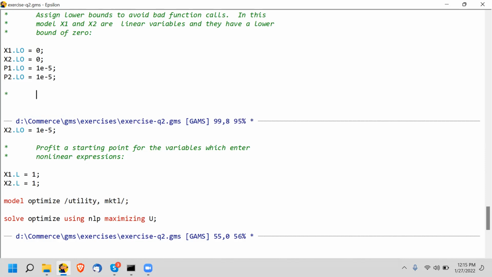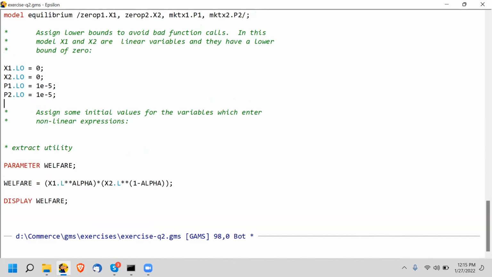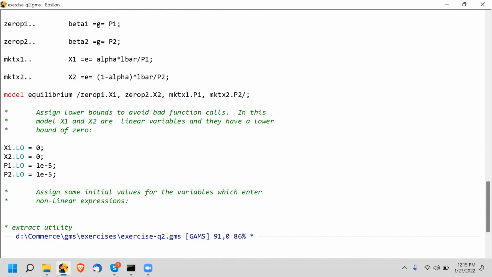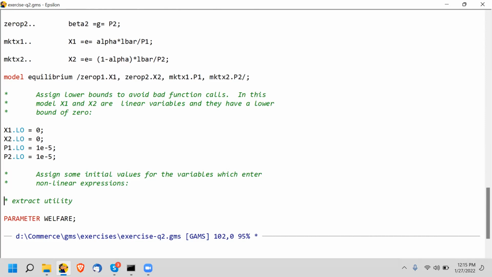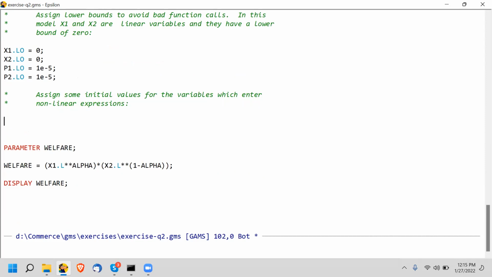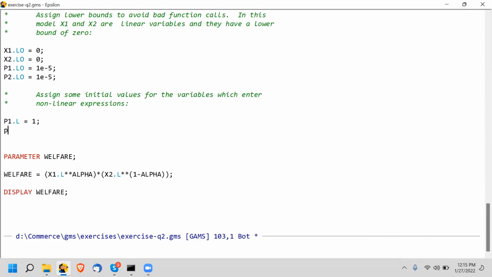And now assign initial values for the variables which enter nonlinear expressions. If I look at what's nonlinear, the first two equations are strictly linear, but the last one is nonlinear. So that's P1 and P2 both. We'd have initials. P1.L is equal to 1 and P2.L is 1.